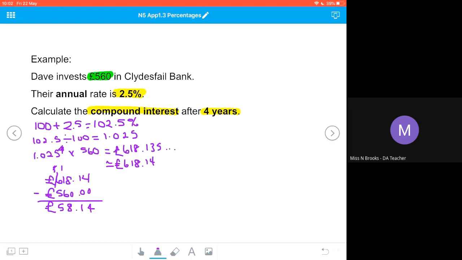Now, if you don't remember the shorthand way, you can always work it using the long method. So after year 1, we're going to have our original value, 560, and we're going to multiply that. And this annual rate as a decimal is 0.025. So we're going to multiply that 560 by 0.025 to get £14 profit or compound interest at the end of the first year. Then we need to add that £14 onto the 560 before we can start looking at how much compound interest has been made in the second year.